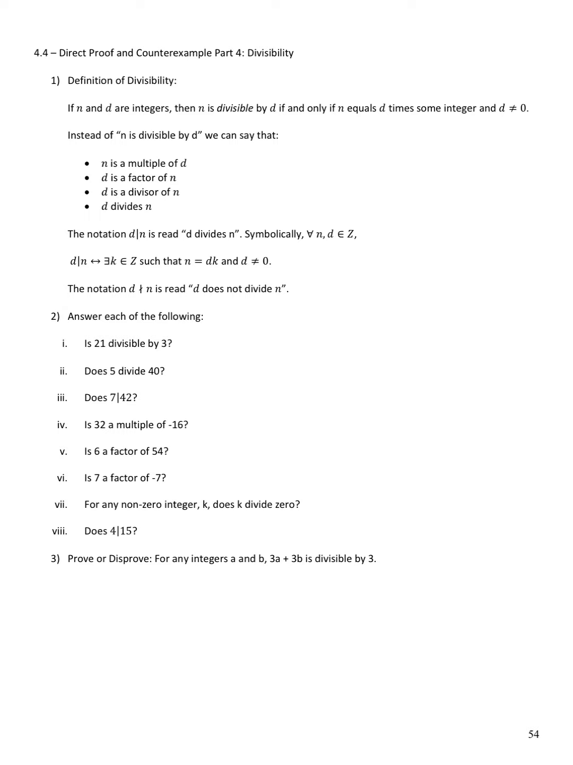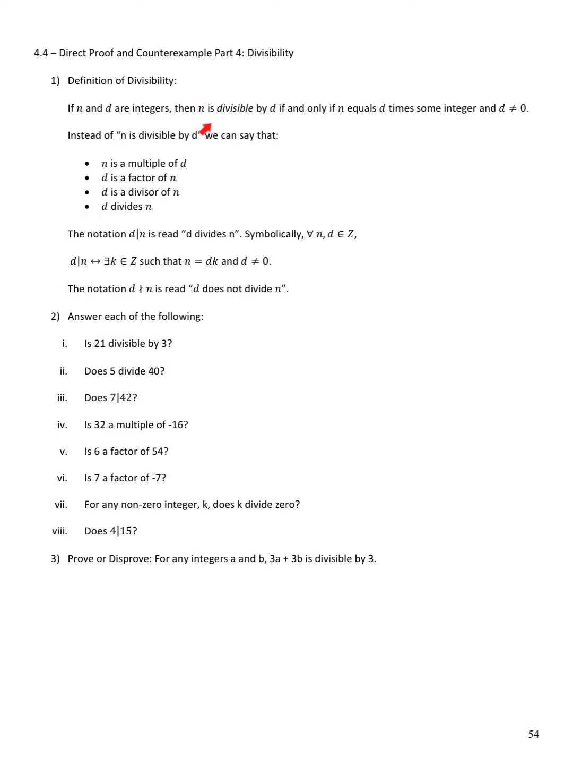Let's start with the definition of divisibility. If n and d are integers, then n is divisible by d if and only if n equals d times some integer, and d is not 0. So this was the definition of even when d was 2, right? So we said if n was an integer and you were dividing by 2, n is divisible by 2 if and only if n equals 2 times some integer.